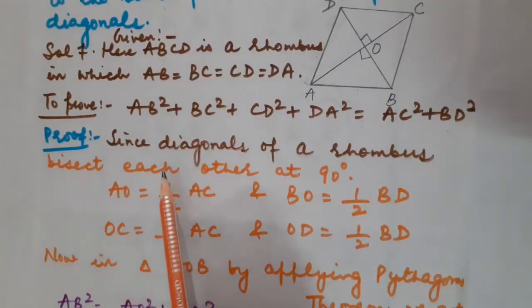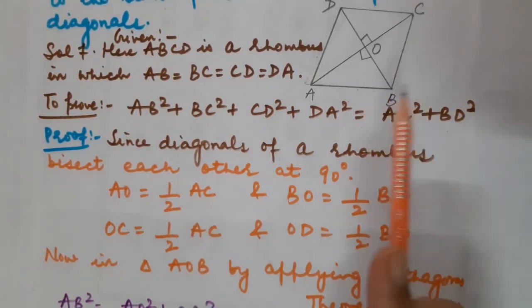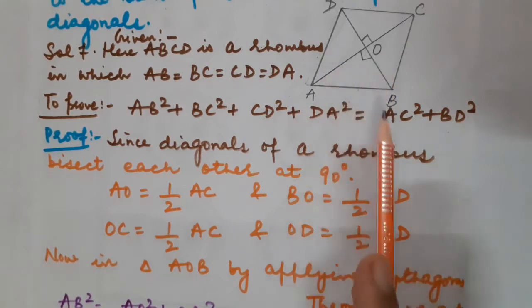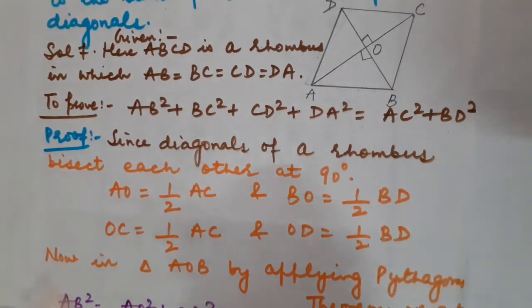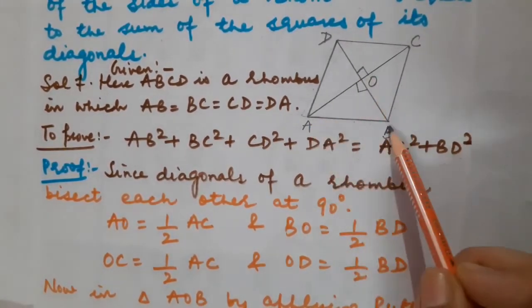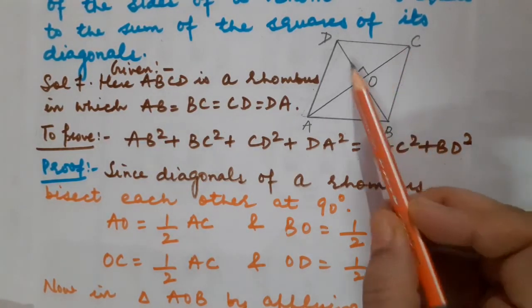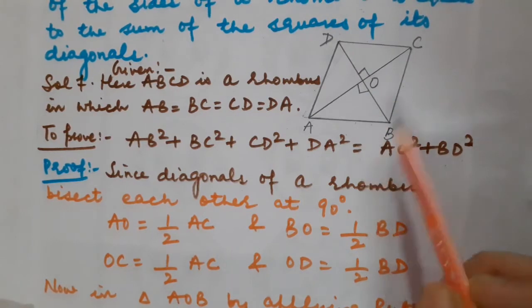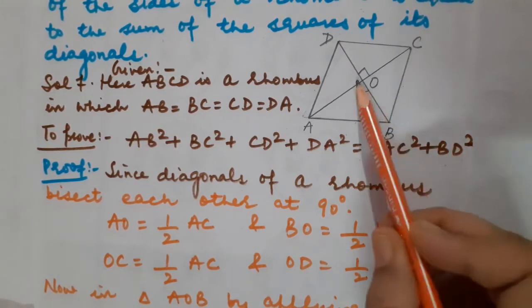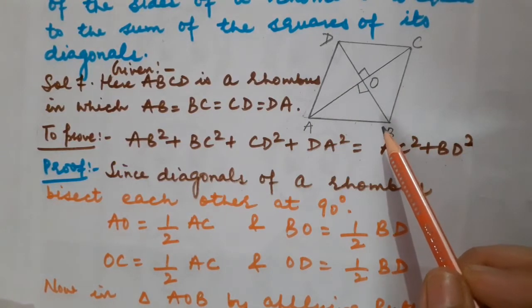Children, I have just told you that rhombus is a parallelogram or rhombus is a quadrilateral whose diagonals bisect each other at 90 degree. So since the diagonals of a rhombus bisect each other at 90 degree, can I write here that angle AOB is 90 degree? In the same manner, angle COD will also be 90 degree. In the same manner, angle BOC and AOD will also be 90 degree each. Got it?